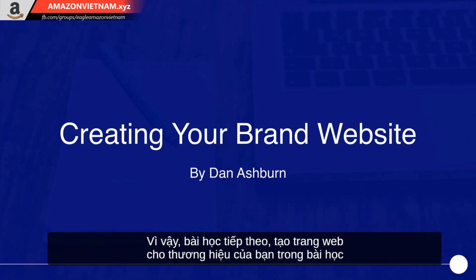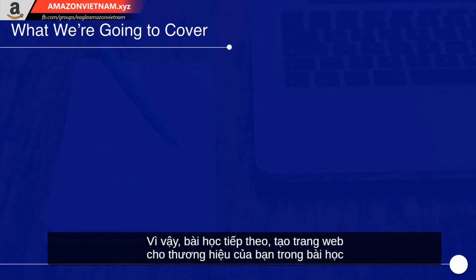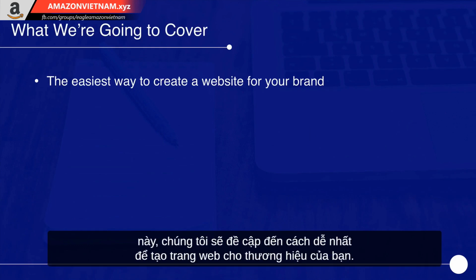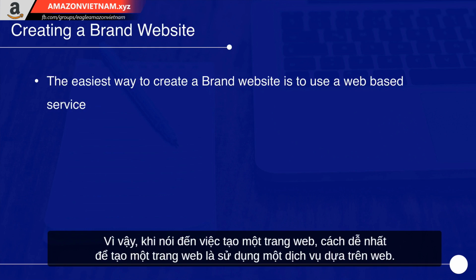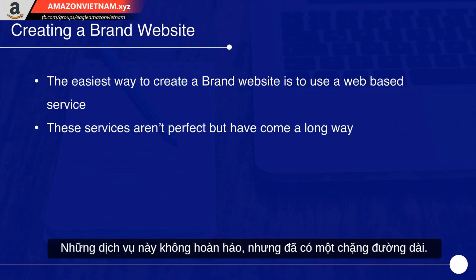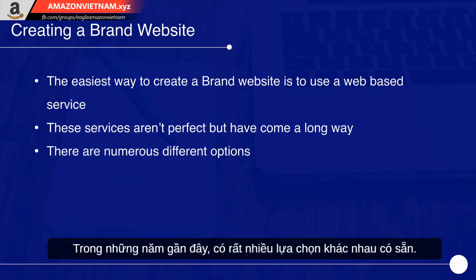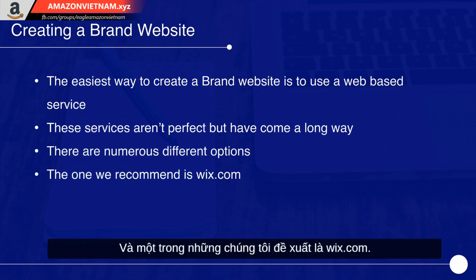To the next lesson, creating your brand website. In this lesson, we're going to cover the easiest way to create a website for your brand. So when it comes to creating a website, the easiest way is to use a web-based service. These services aren't perfect, but have come a long way in recent years. There are numerous different options available, and the one we recommend is Wix.com.